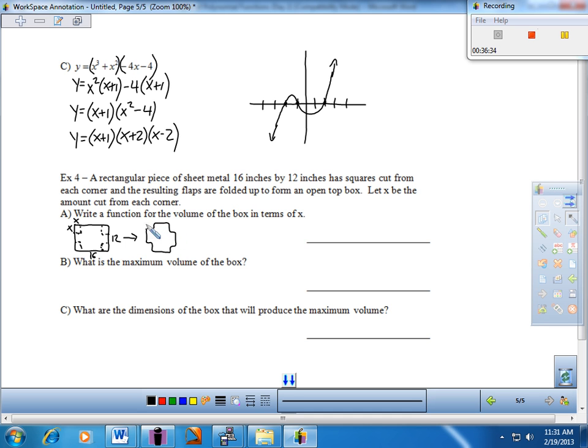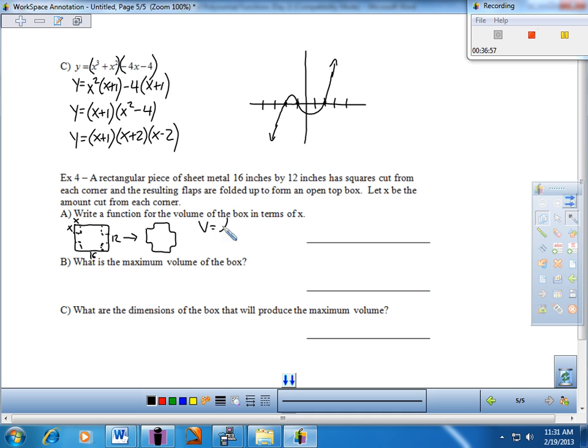There we go, not bad, could be better, could be worse. And the idea behind this particular problem, of course, is you would fold up the resulting flaps. So this folds up, this folds up, this folds up, think 3-dimensionally here, and it would form an open top box. And that box, of course, has a length, width, and height, which is how we get the volume.